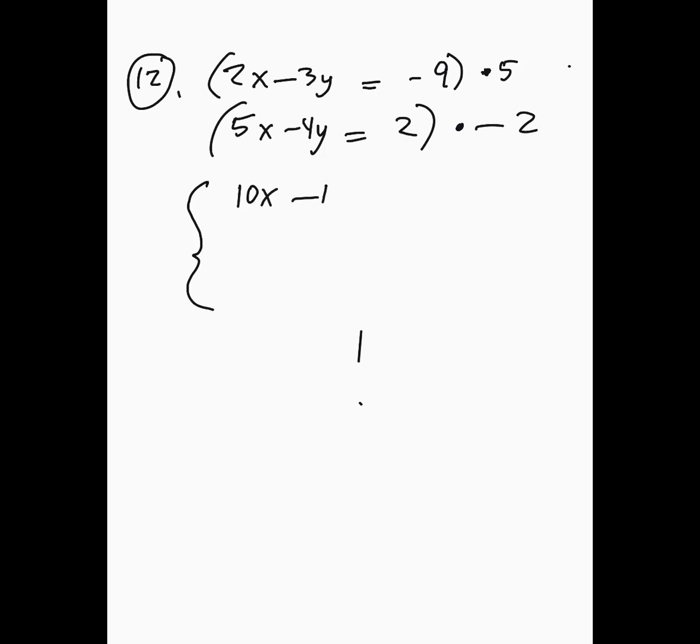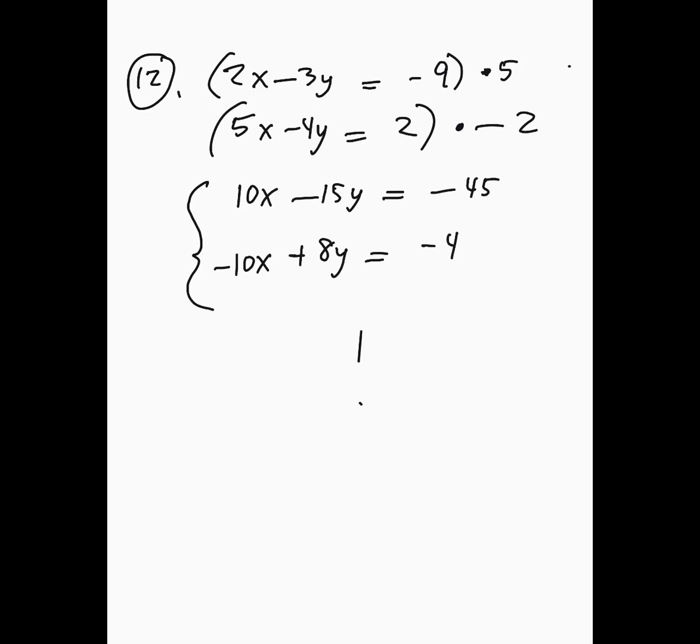Then go to the next line. And the next line we're going to do -2 times that whole line. So what is -2 times 5x? It makes -10x. And then what is -2 times -4y? It is +8y. And then what is 2 times -2? It is -4. Perfect. Now we're ready to add the equations together.